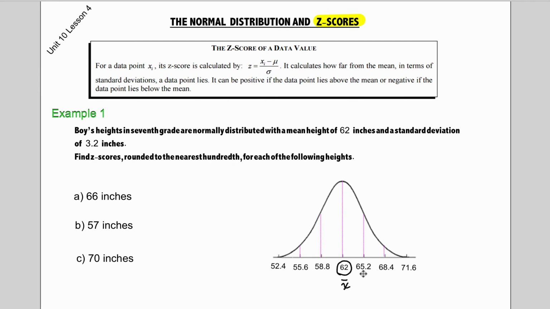I can figure out my standard deviation is 3.2. Well, what happens if I am 64 inches? I'm somewhere between 1 standard deviation and 2 standard deviations above average, but I want to find out to the nearest hundredth where exactly I lie.